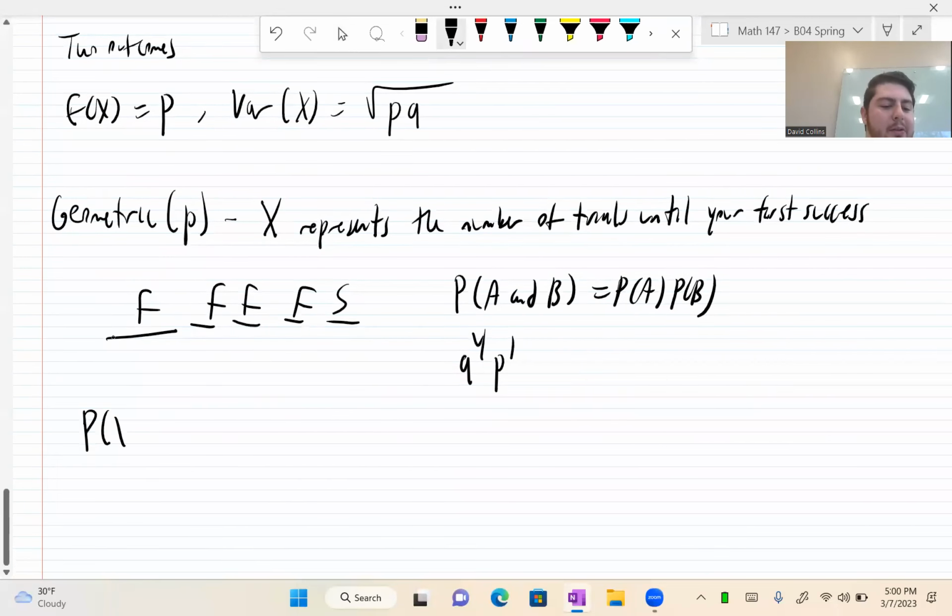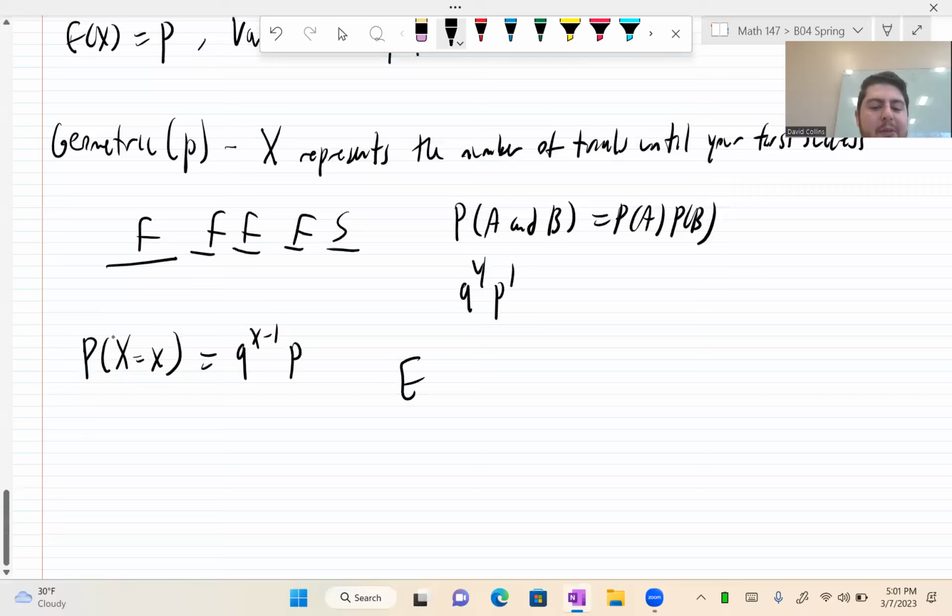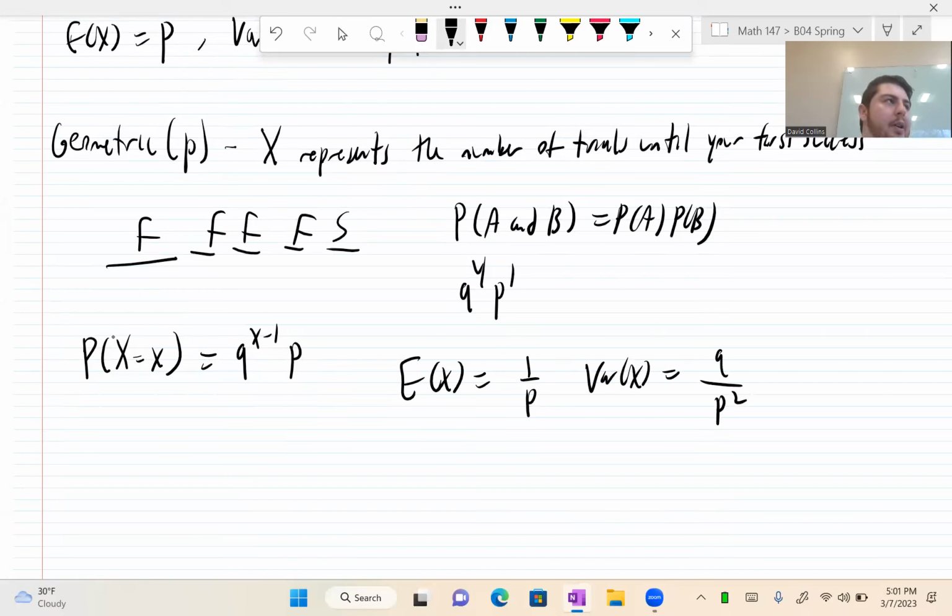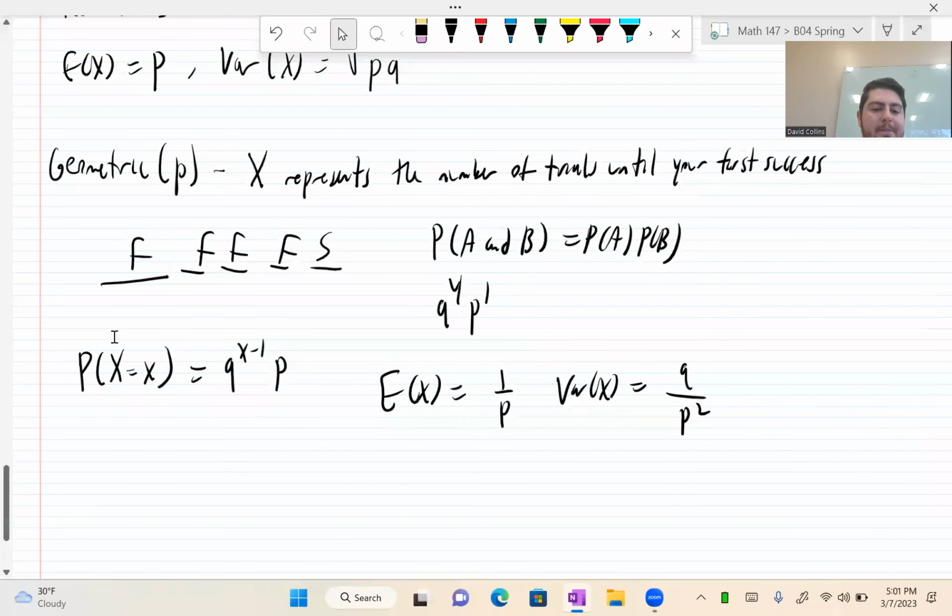So the probability model or distribution, the probability that capital X equals lowercase x, is q to the x minus 1 times p. In this case, x equals 5. Everyone good so far? The expected value is 1 over p. The variance is q over p squared. Again, if you want the standard deviation, just take the square root of that.